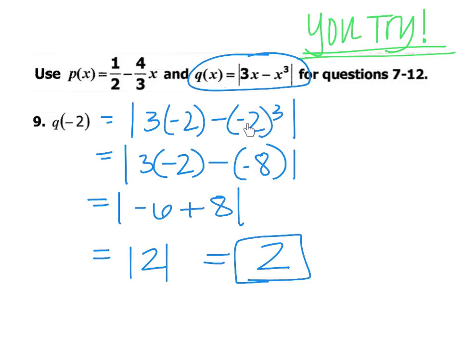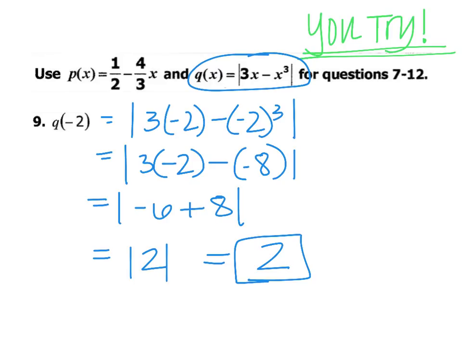Negative 2 times negative 2 gives you positive 4, times negative 2 gives you negative 8. Next, we want to multiply 3 times negative 2, we get negative 6. And then when we're subtracting a negative number, same thing as adding the positive value. So negative 6 plus 8 gives us 2. Absolute value of positive 2 is positive 2. If you have any questions, remember to call me over, raise your hand so I can help you.